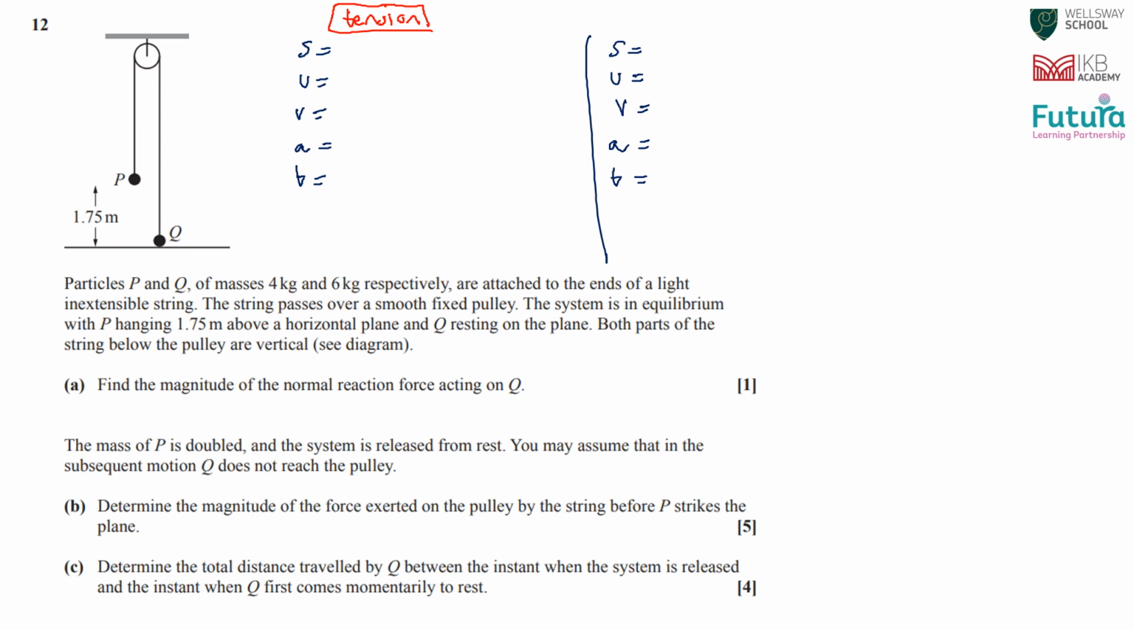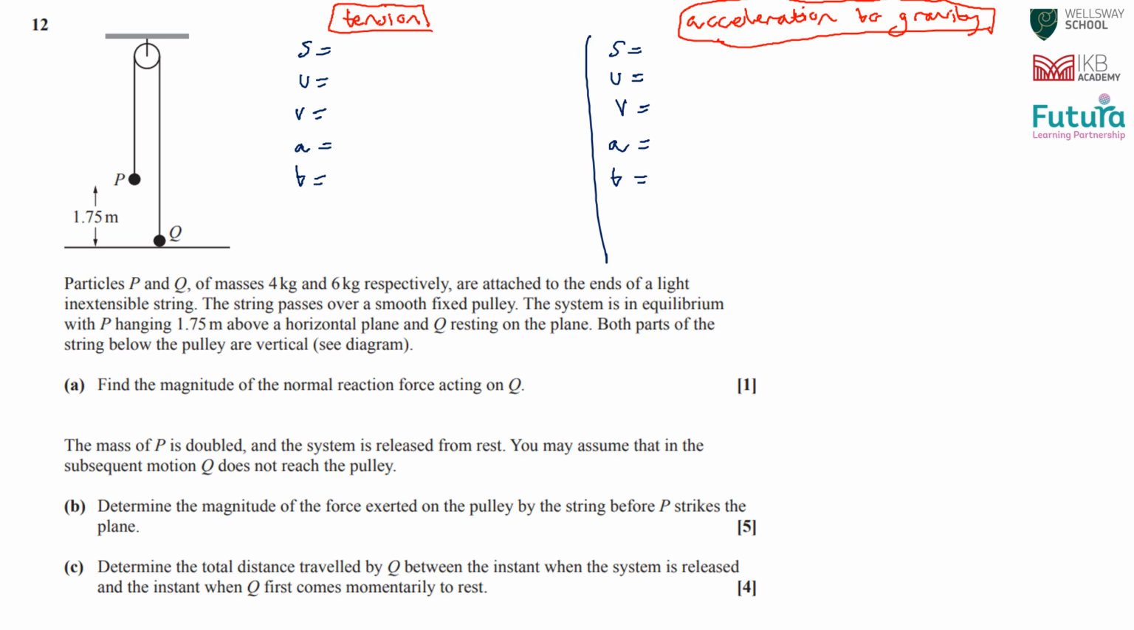After that, P is going to hit the ground, but Q is still going to keep travelling by itself because of acceleration due to gravity. There will be no tension in the string, but there will be acceleration because of gravity. And therefore, you've got to use SUVAT twice for these 2 different bits. So let's have a go and see how we get on.